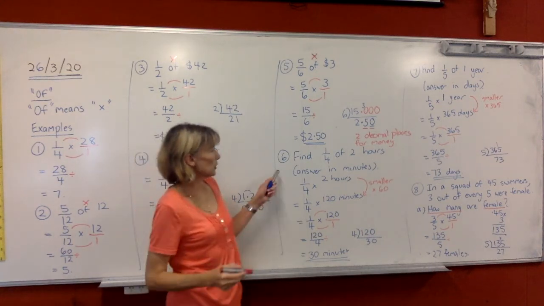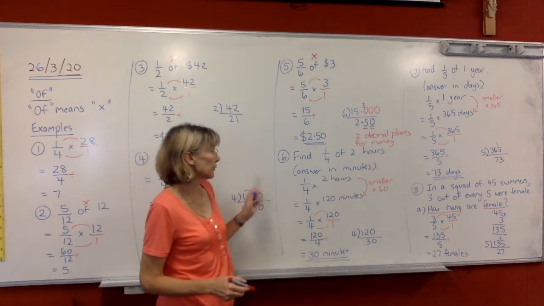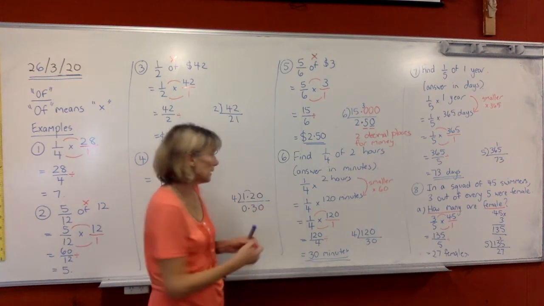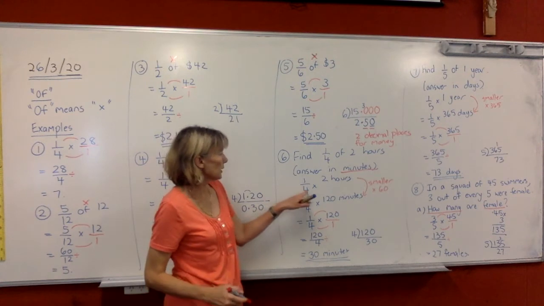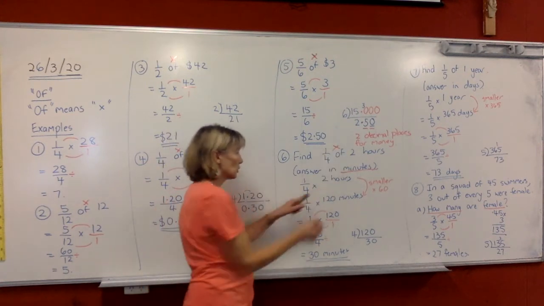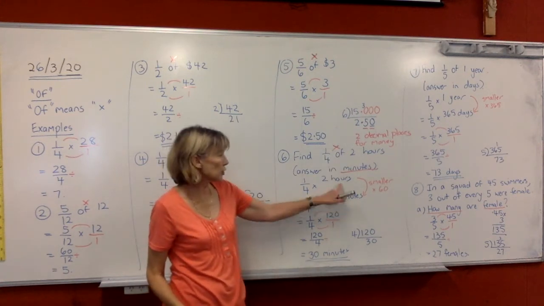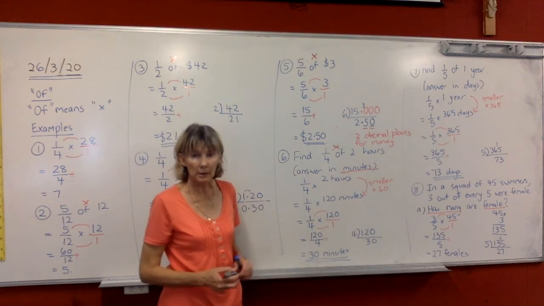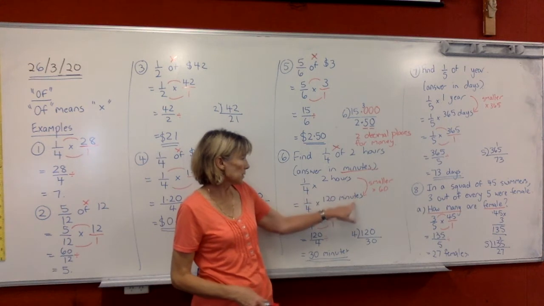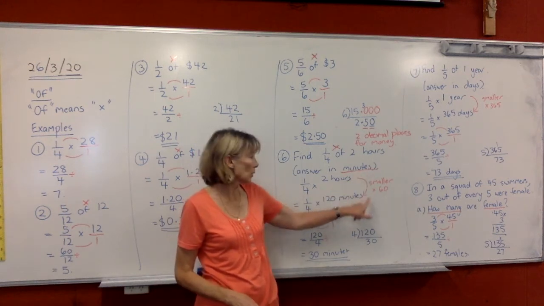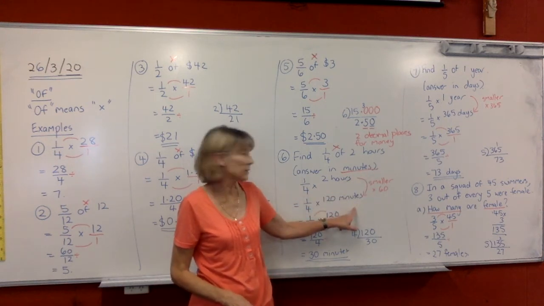All right, the next question, number 6. We're finding a quarter of 2 hours. The answer has to be in minutes. So when we start this, we're going to write it as a quarter times 2 hours, but we're going to change those hours to minutes now because otherwise it's a lot harder to do it later. So to go from hours to minutes, we're going to a smaller unit. Minutes are smaller than hours.